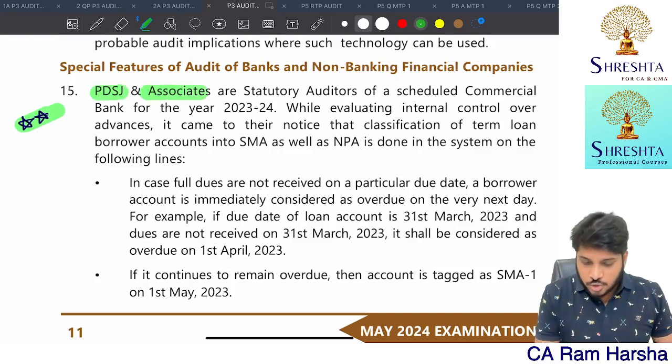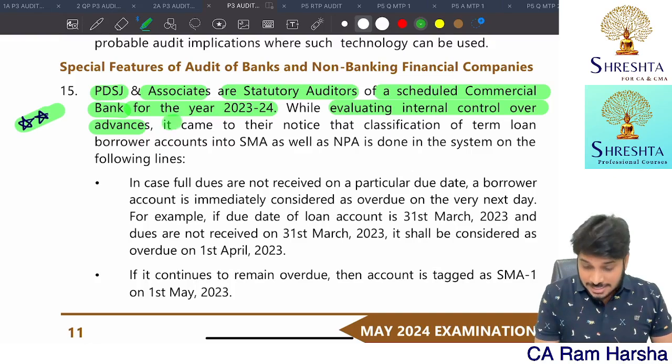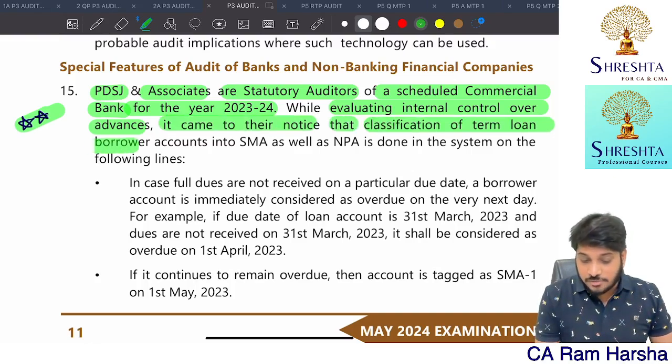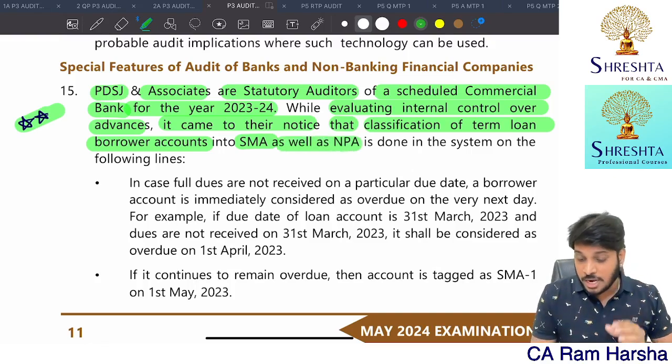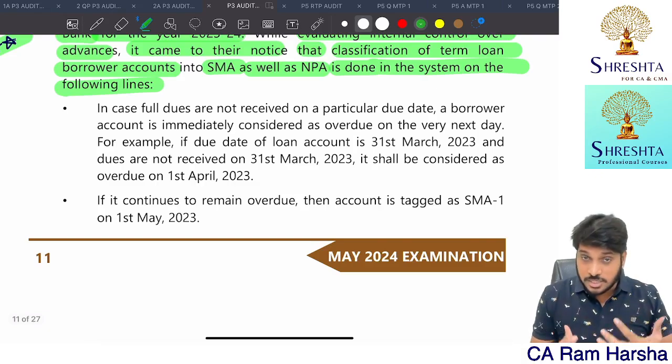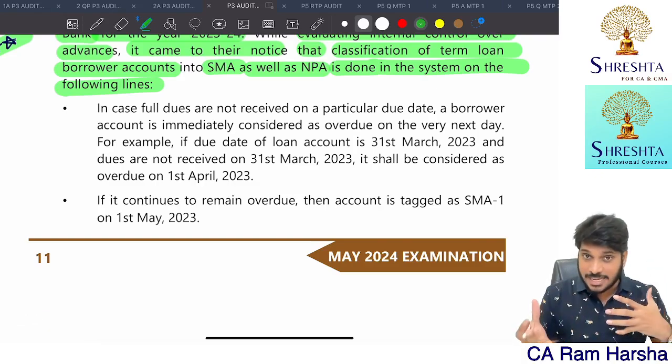PDSJ Associates are the statutory auditors of a commercial bank for the year 23-24. While evaluating internal control over advances, it came to their notice that classification of term loan borrower accounts into SMA, special mention accounts, as well as NPA, non-performing asset, is done in the system on the following lines. In the system they implemented some software, and this is how the software classifies SMA and NPA.